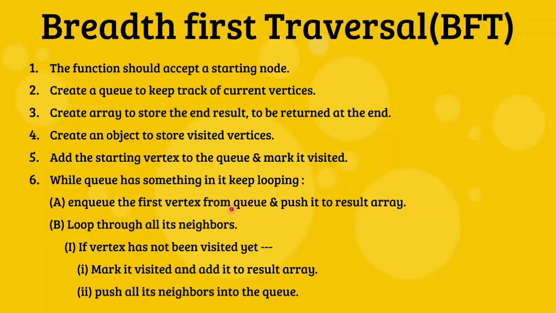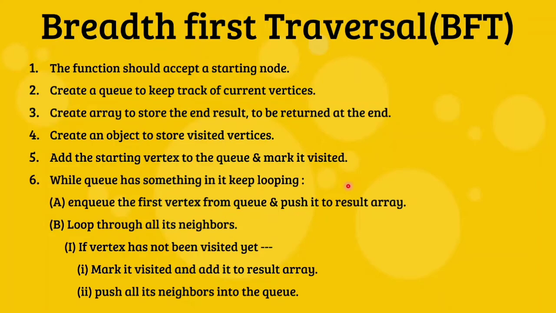And while enqueuing, we will check, is there any neighbor associated with it? If yes, we will again go inside. If the vertex has not been visited yet, then mark it as visited and add it to the resultant array. And then we will push all its neighbors into the queue. So with this, our algorithm part is clear.